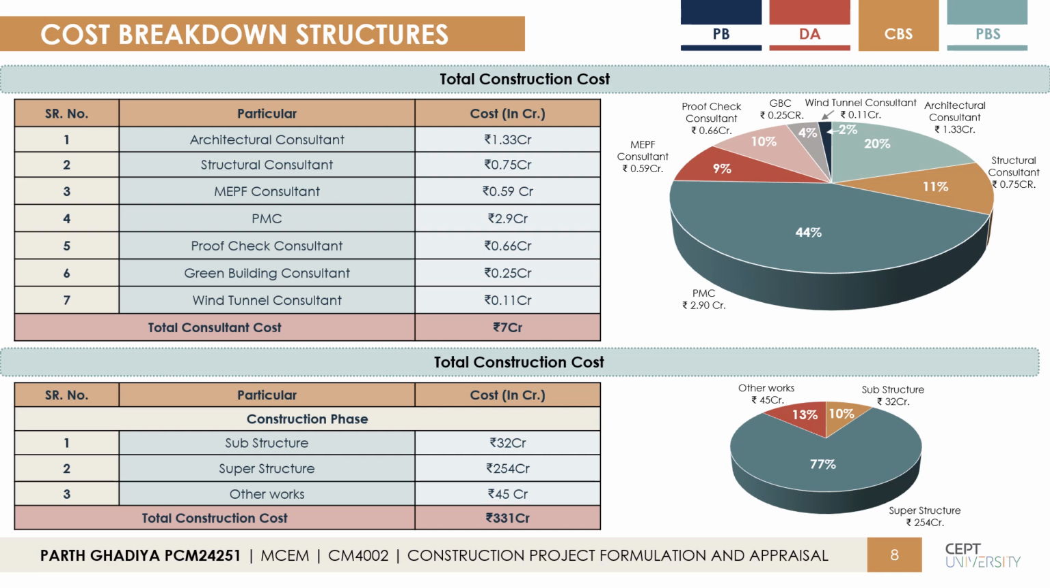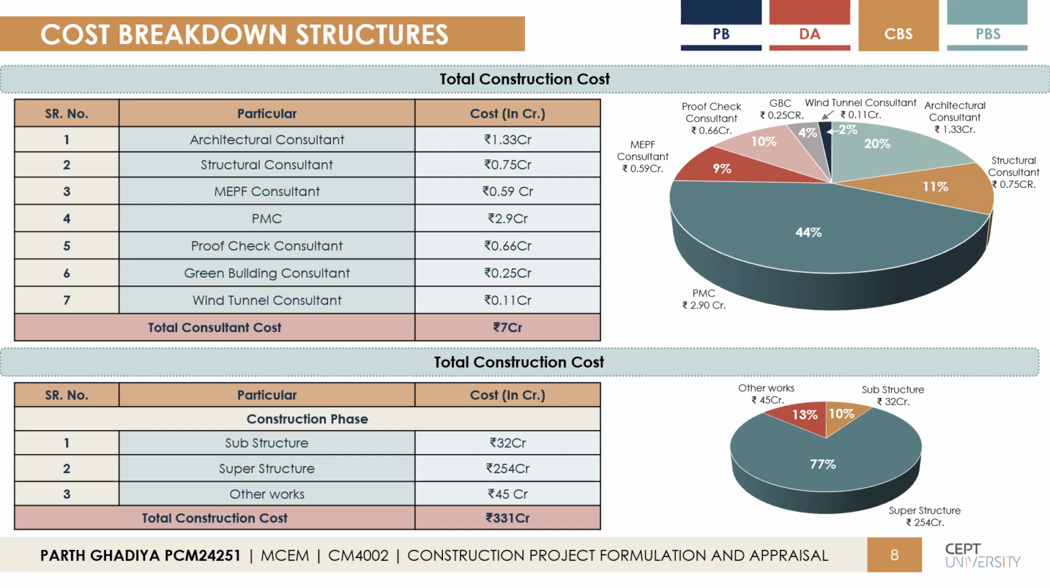The total construction cost is estimated to be 331 crore rupees. The cost incurred in the substructure to construct the four basements, including civil work, HVAC work, electrical work, plumbing work, and fire work, is 32 crore rupees.